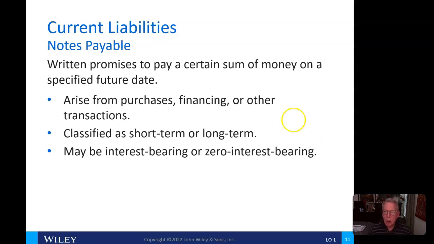Now, a written promise to pay, a note payable, is differentiated from accounts payable in that it is formal. These are written promises to pay a certain sum of money on a specified future date, and they arise from purchases, financing, or other transactions. They are classified as short-term or long-term depending on the nature of the note, and they may be interest-bearing and, in rare situations, non-interest-bearing or zero interest-bearing.